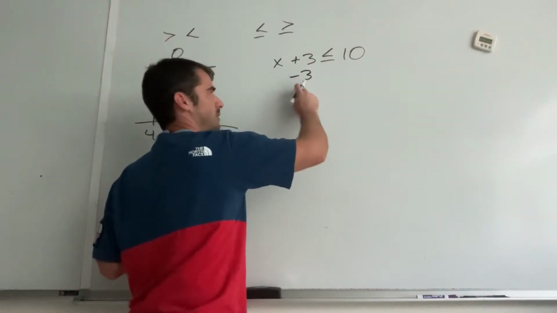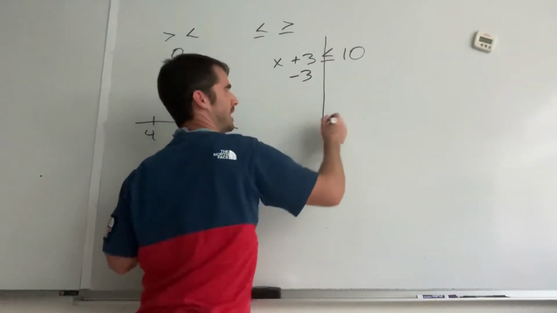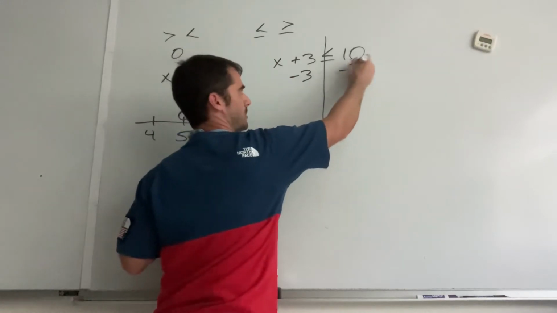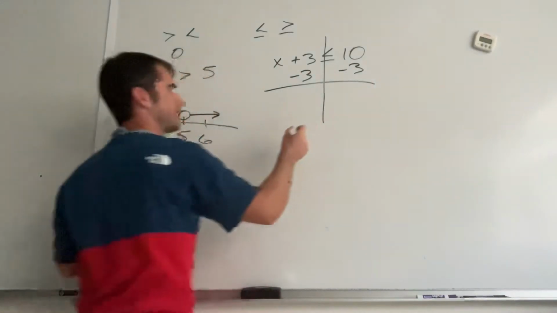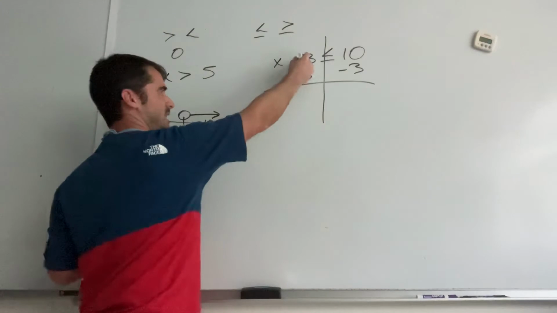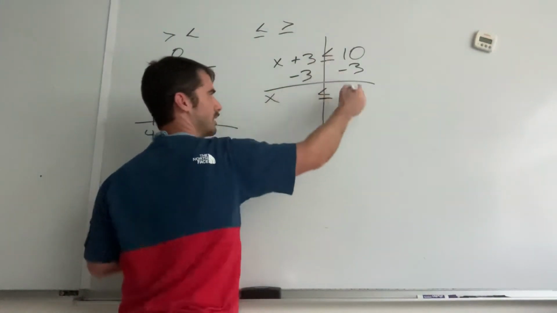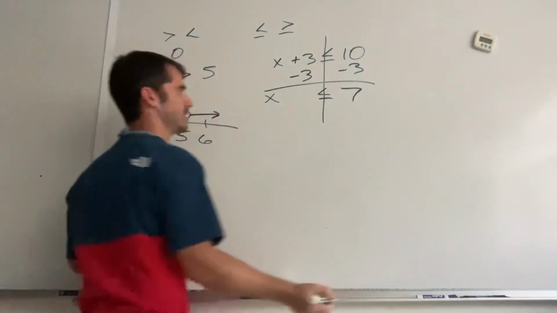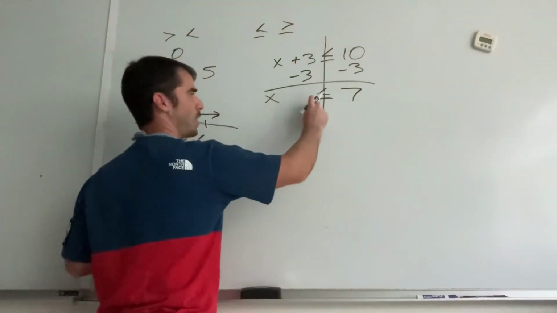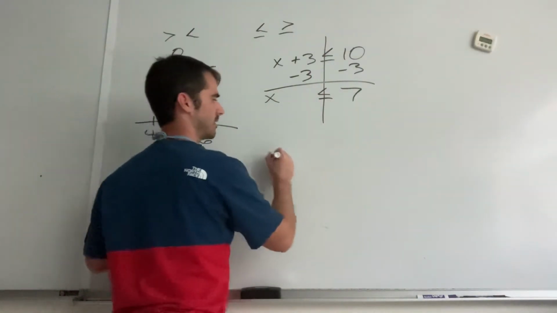If I subtract 3 from one side, I'm going to draw my line down the middle because that's how I do it. I'm going to subtract 3 from the other side. Okay, so bring down the x, plus 3 minus 3 cancels out. Bring down my inequality, and 7. Okay, so x is smaller than or equal to 7.